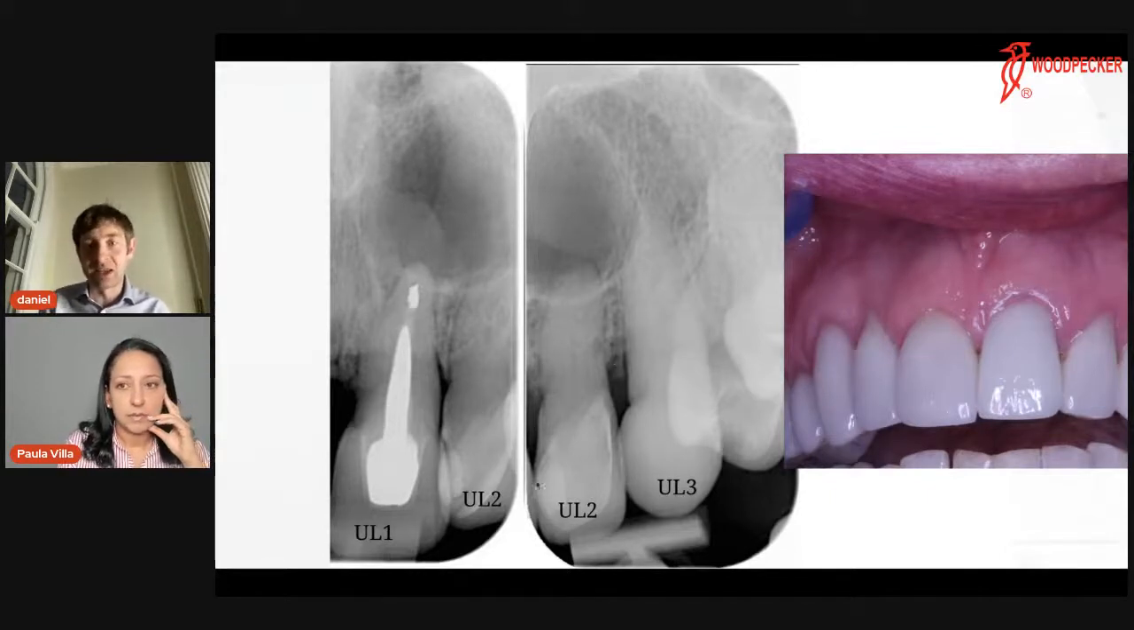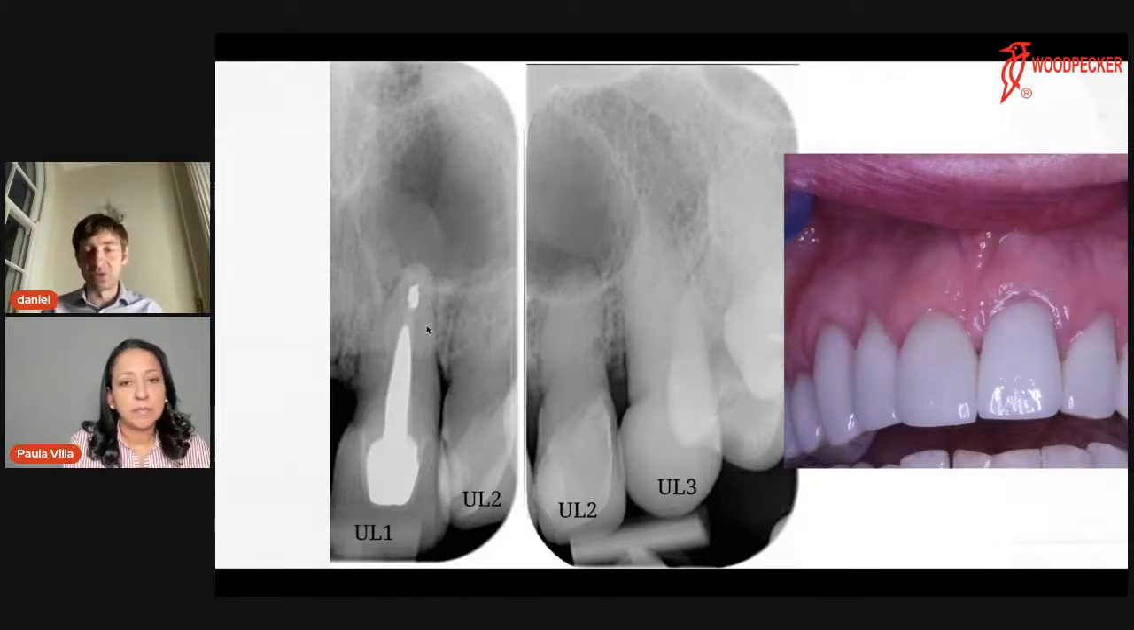The other problem in these cases is that she has a restoration on the upper left 2. There's evidence of pulp canal obliteration here on this tooth as well. So our vitality tests were negative on this tooth, but is the source of this large lesion from the upper left 2 that's obliterated, or is it from the upper left 1?